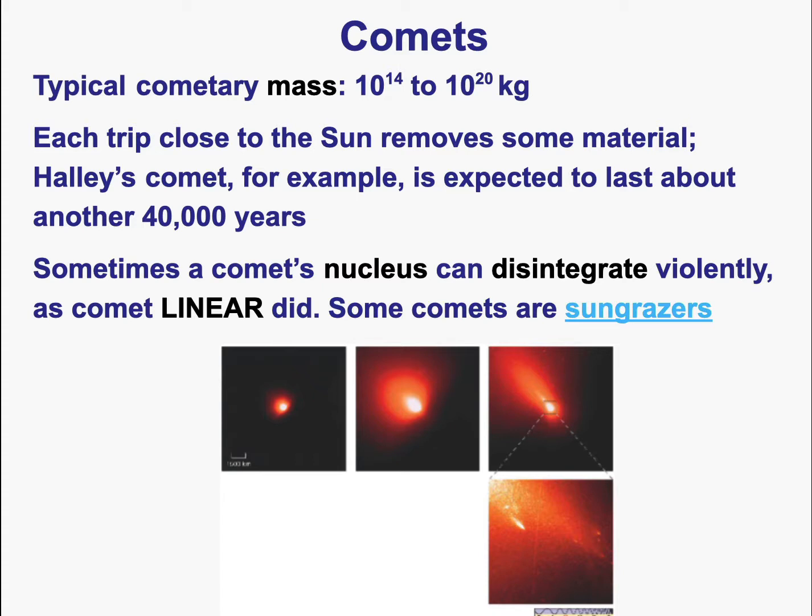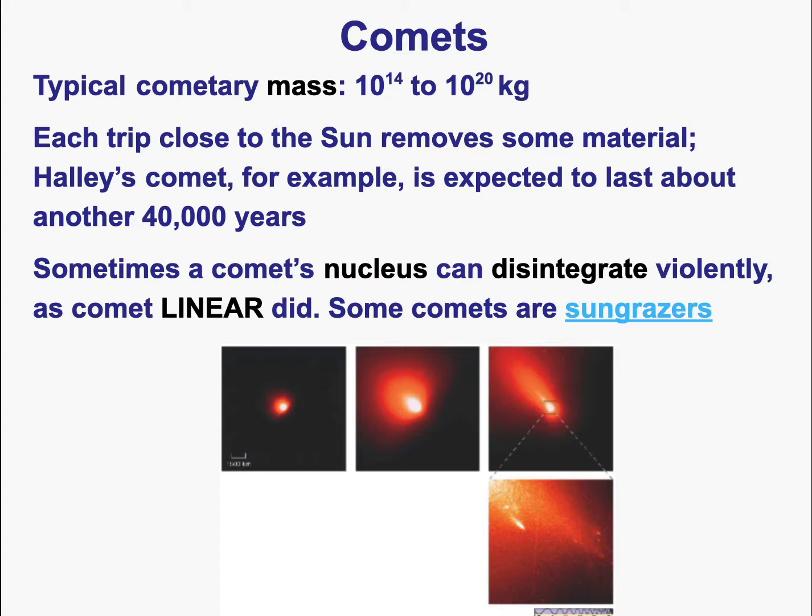So you will eventually have a period where the comet breaks up, like this comet that was discovered by the LINEAR survey, and you can see from the series of images that eventually this comet broke up. It got so close to the sun that it just broke into pieces. Some comets' orbits are so eccentric that they essentially graze the sun, and they have fewer trips before they are disintegrated. Some of them even end up in the sun.